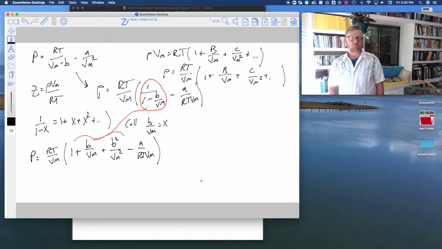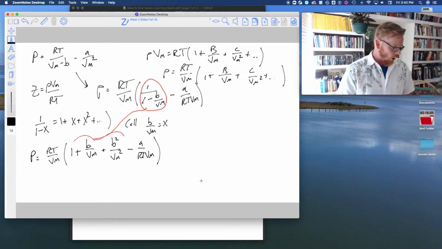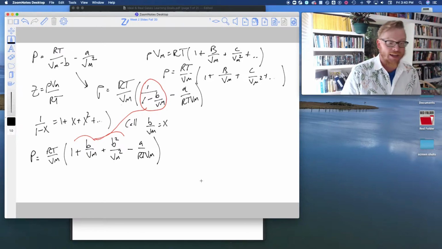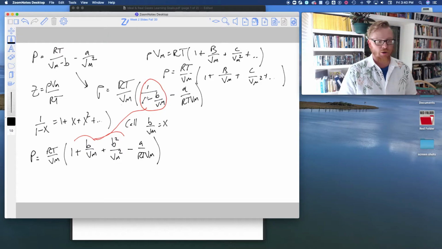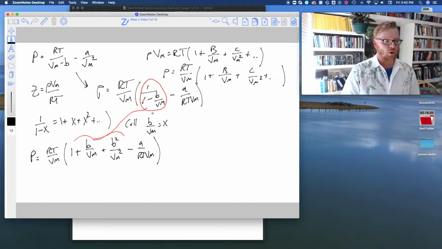Great. So now what we can do from here is make life a little bit easier. For example, we recognize that Z equals PVm divided by RT.